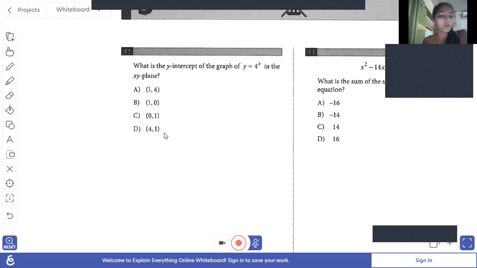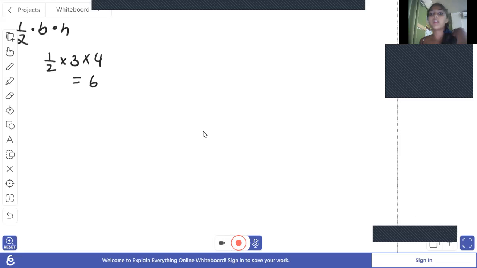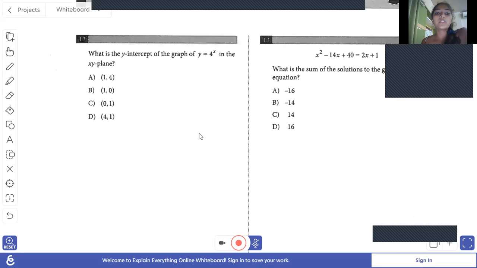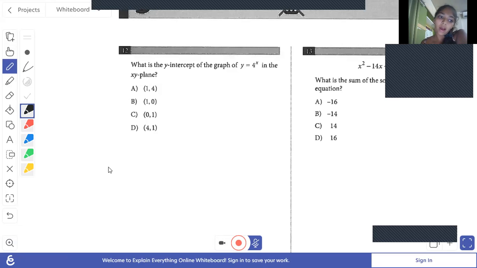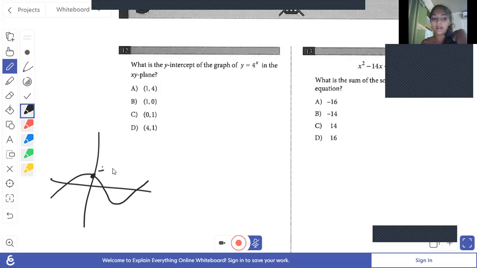What is the, are we missing one here? Okay, we're not. What is the y-intercept of the graph of y equal to 4 raised to x in the xy plane? So if I draw a graph, then this is the y-intercept of this graph.